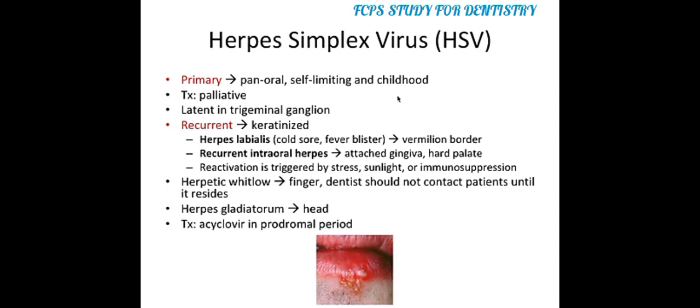mostly in childhood. Treatment for a primary herpes infection would be palliative, focused on trying to calm the symptoms with rinses that help with the pain, because this is a very painful condition. After the primary infection, the virus never leaves the body, it actually just stays latent or dormant in the trigeminal ganglion. Now, that infection can return, and that's when you get a recurrent herpes simplex virus.